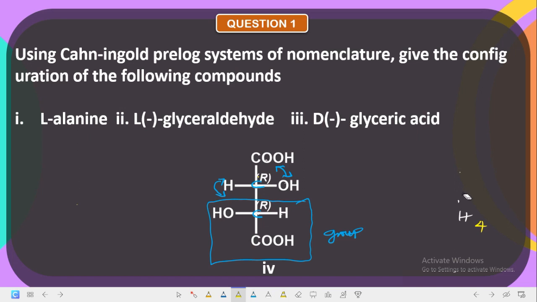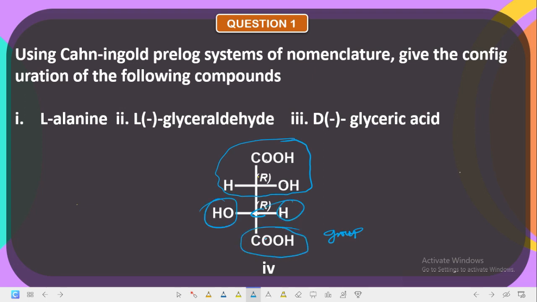If we use carbon 2 to illustrate, what are we going to have? Or carbon 3 rather. We've used carbon 2 to illustrate. Let's use carbon 3. Now this is carbon 3, the chiral carbon center. It means that this group here is one group, right? This is another group, this is another group, and finally this is another group. Is that not so?